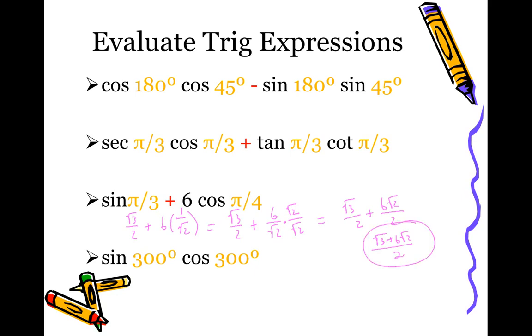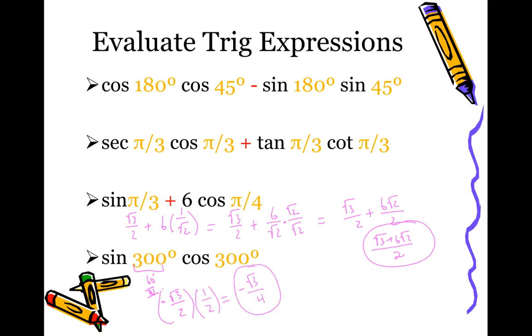There we go. And this last one, sine of 300, right? So think, the reference angle is 60 degrees, and this is going to be in quadrant 4. The sine of 60 is root 3 over 2, so it's going to be negative root 3 over 2, times the cosine of 60, which is 1/2, and it's going to be positive 1/2. So you're going to have negative root 3 over 4.